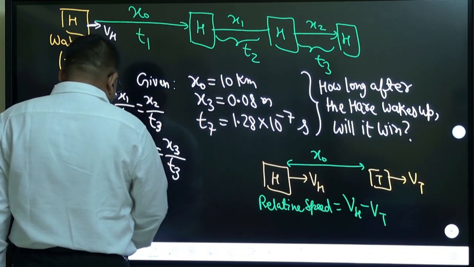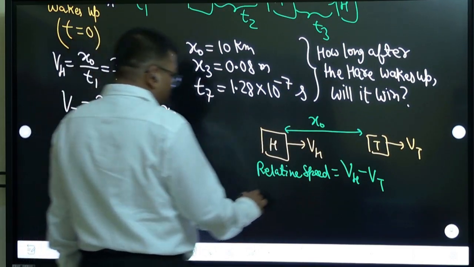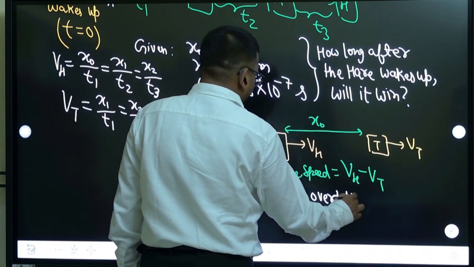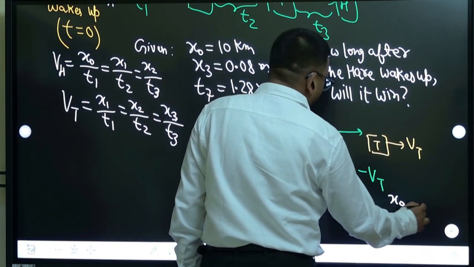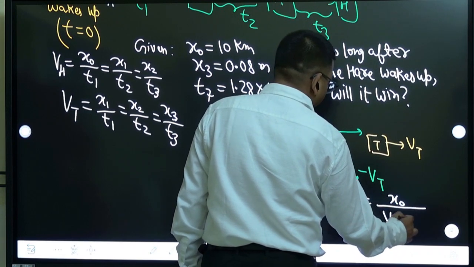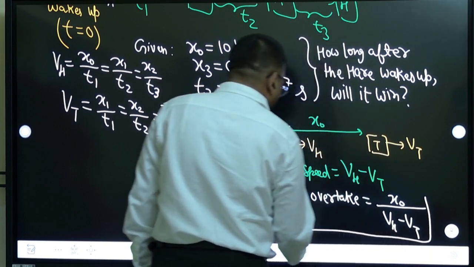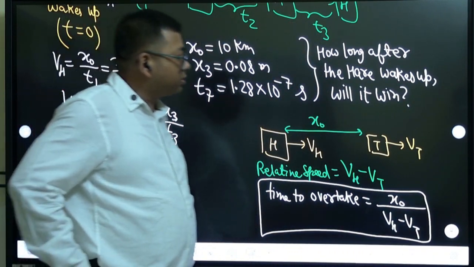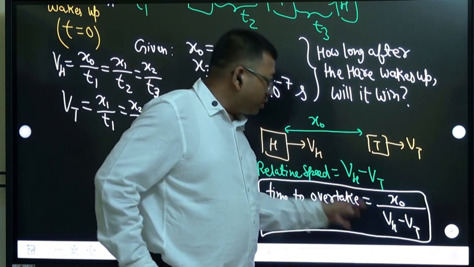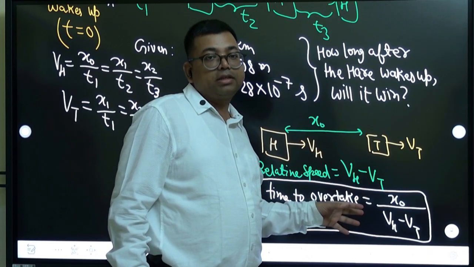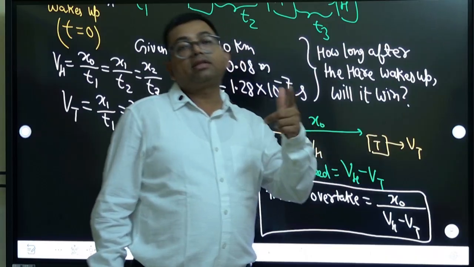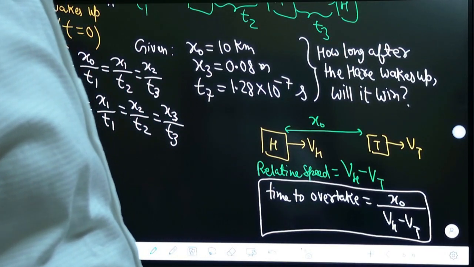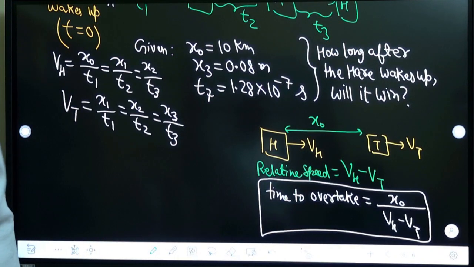So if I want to calculate the time to overtake, that time is equal to distance, which is x naught, by relative speed, which is vh minus vt. This simple formula we have to apply to solve this. So the only thing that we don't know is vh and vt, both. So we need to calculate the speeds of the hare as well as the tortoise. Then we will subtract and we will get the answer. Okay. So how to do that? That is the main problem of this question.